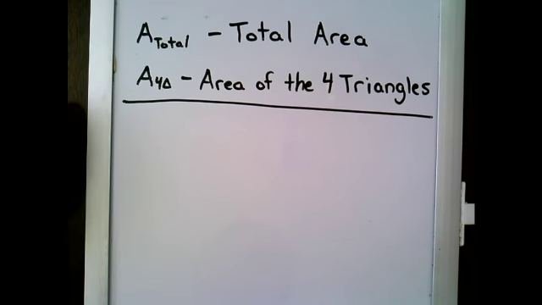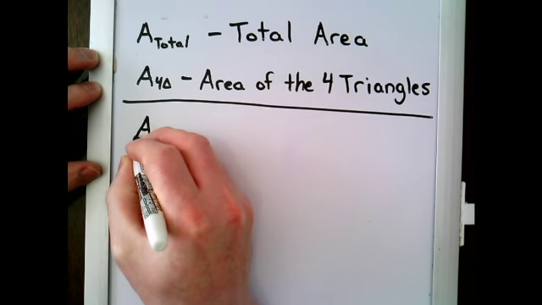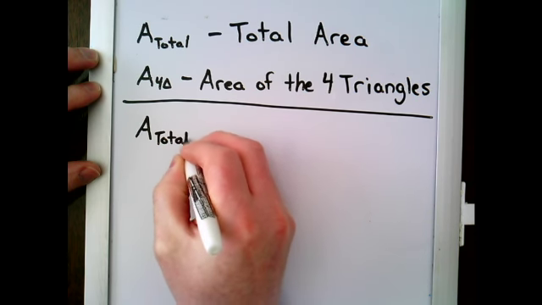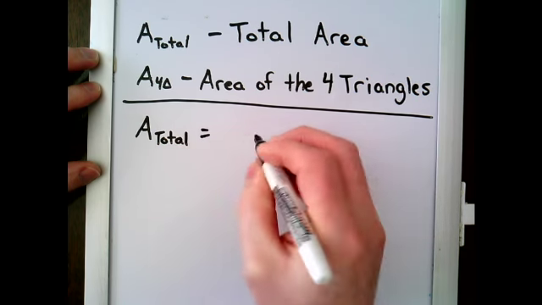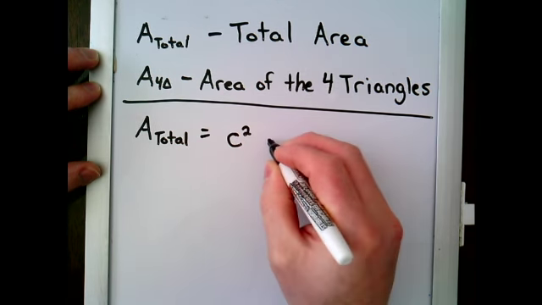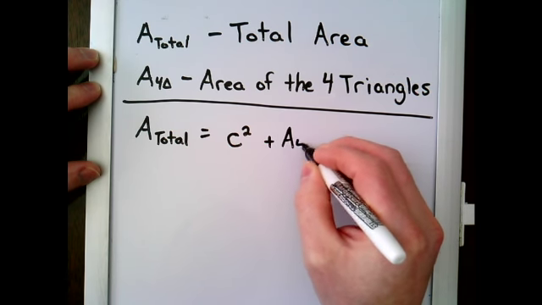So what expressions can I write for those two examples? Well, in my first example, the total area was equal to C squared plus the area of the four triangles.